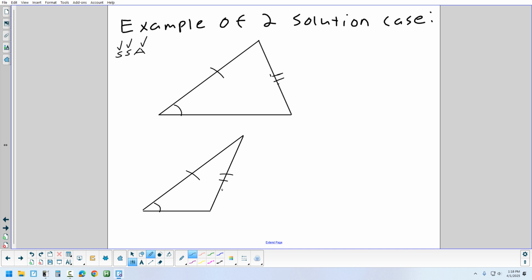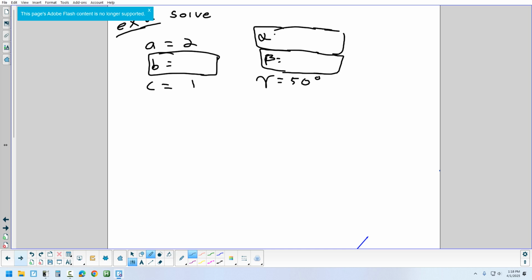All right, let's try this one. Brett, looking at that table, what does it tell us? Alpha is 2, and we have side, side. Okay, how about the placement of the information, where the stuff is? What does that tell us? Oh, then we're going to use the law of sines.